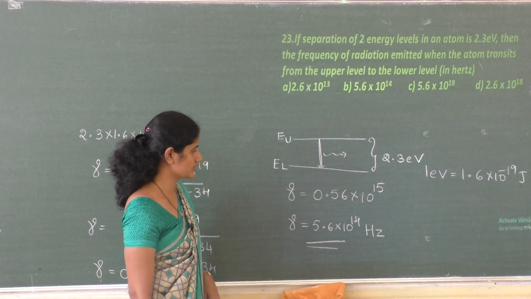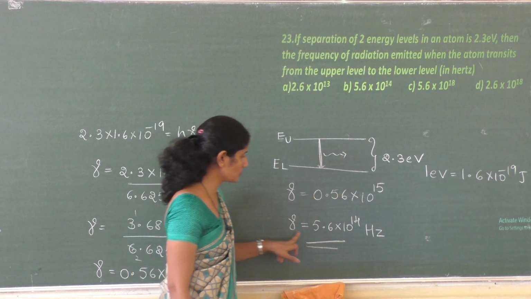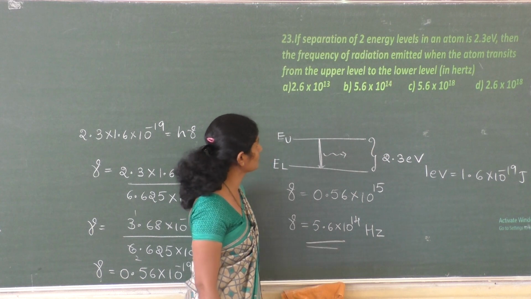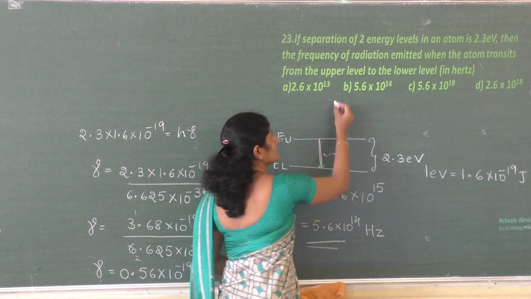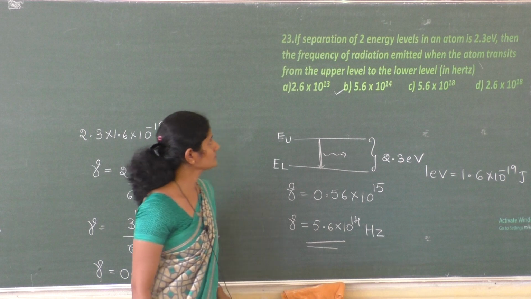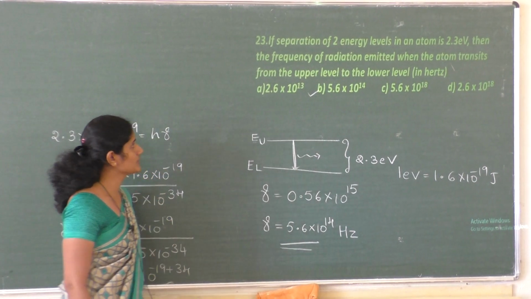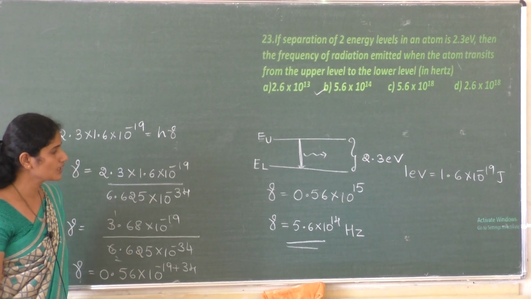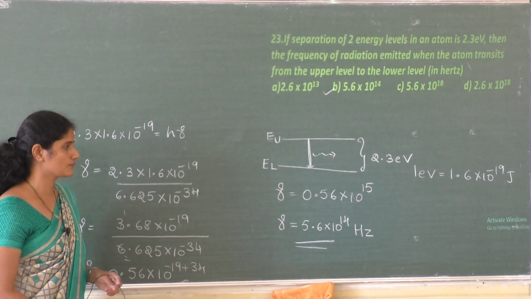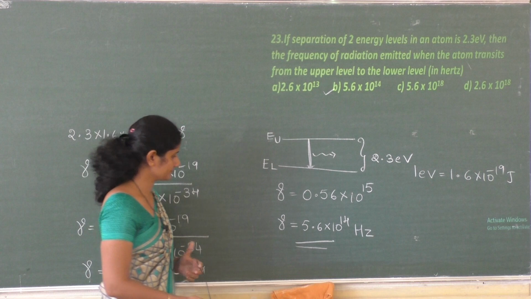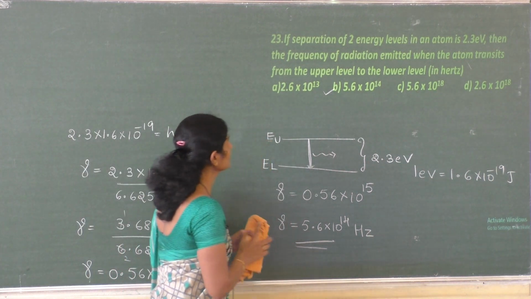SI unit of frequency is hertz. So nu is equal to 5.6 into 10 to the power 14. So option B. So the frequency of the radiation emitted is equal to 5.6 into 10 to the power 14 hertz. Next question.